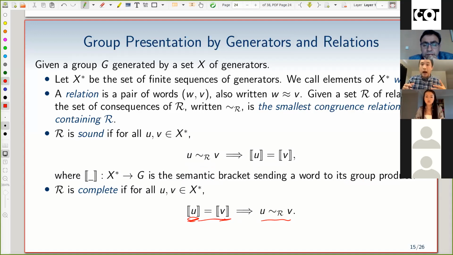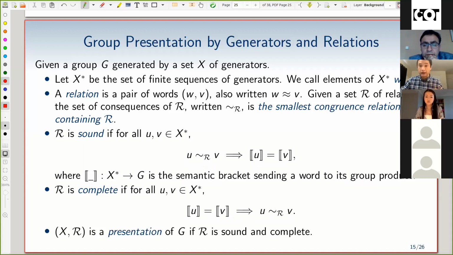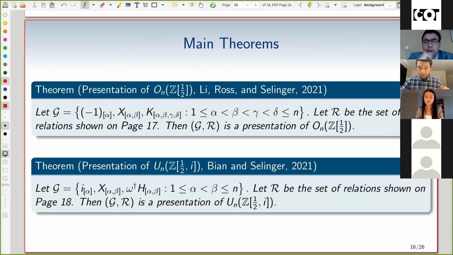So if our relation is sound and complete, we will see our X, R is a presentation G of our group. That's what we mean by generators and relations in our title. We want to find a sound and complete relation for our group. And so that's our main theorem.